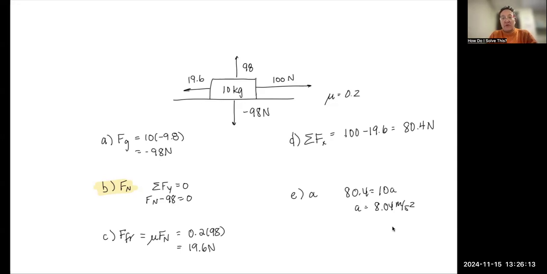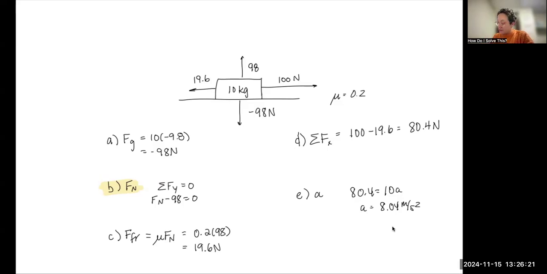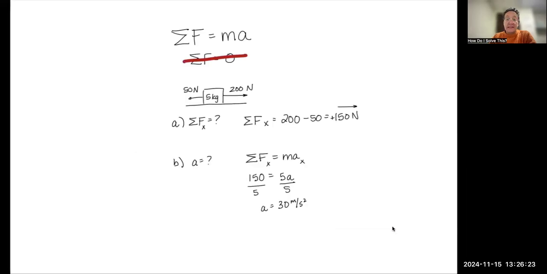But again, for all of these problems, whether it's something like this, where we have to find a lot of things before our free body diagram is complete, or something like this, where all the forces are ready for us, what we're really centering the entire problem around is being able to calculate the net force and using that to calculate the acceleration.